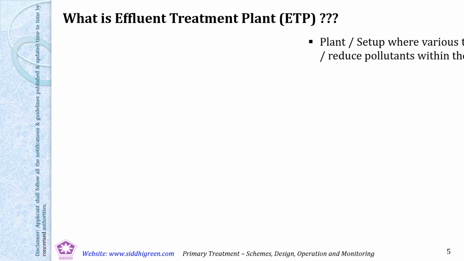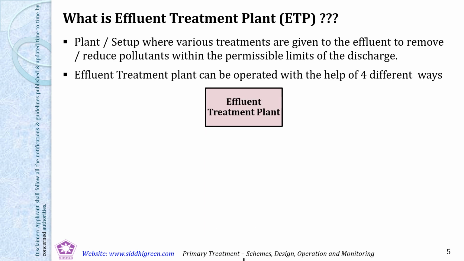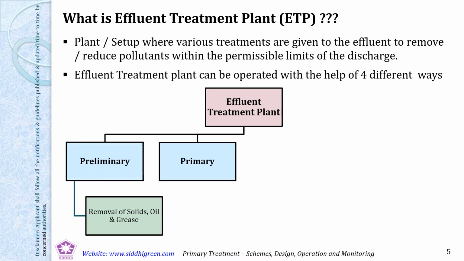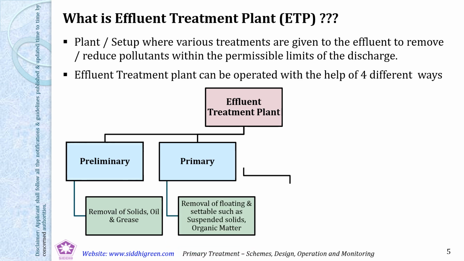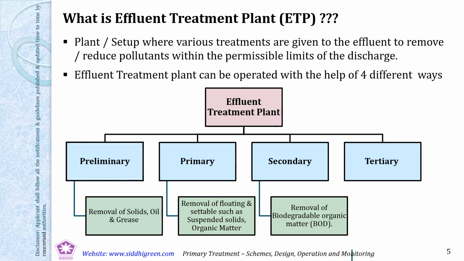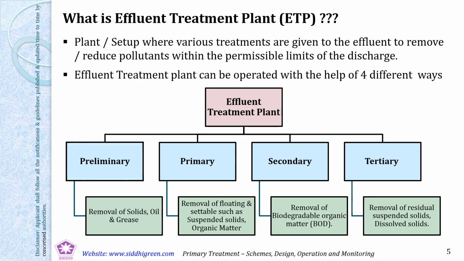Effluent treatment plant is a setup where various treatments are given to the effluent to remove or reduce pollutants within the permissible limit of the discharge. The hierarchy shown includes the four stages of ETP with its functions.